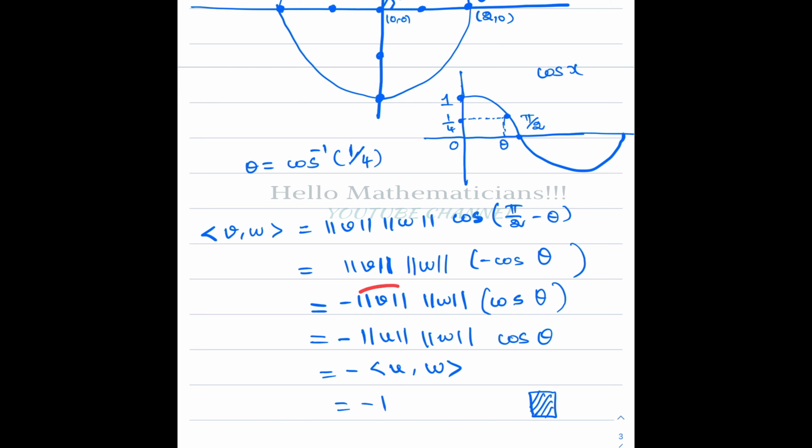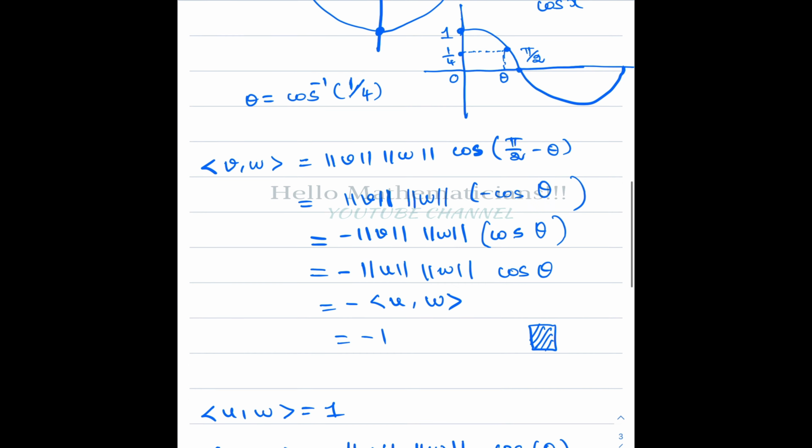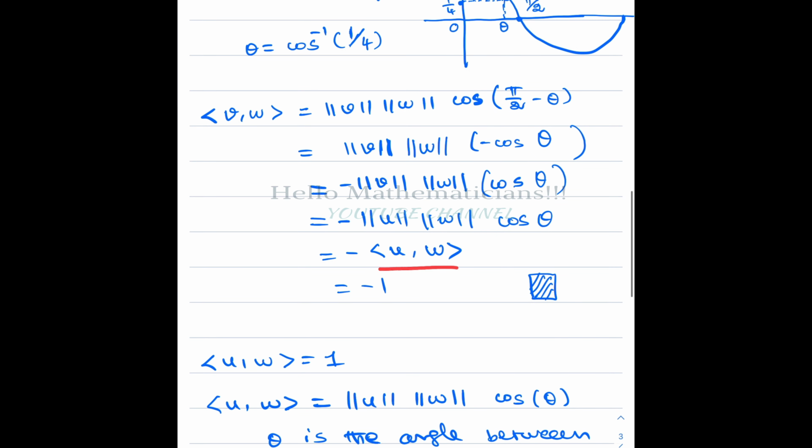This norm V and norm U are equal because all of them have norm 2. So we can replace norm V by norm U. We get minus norm U, norm W, cos theta. But theta is the angle between U and W. So we get this equal to minus inner product U comma W, but minus inner product U comma W is equal to minus 1.